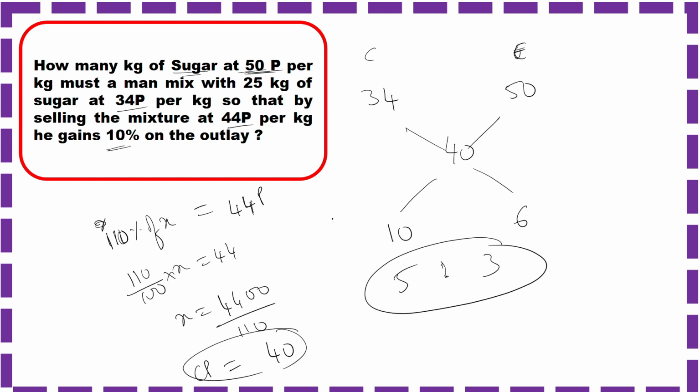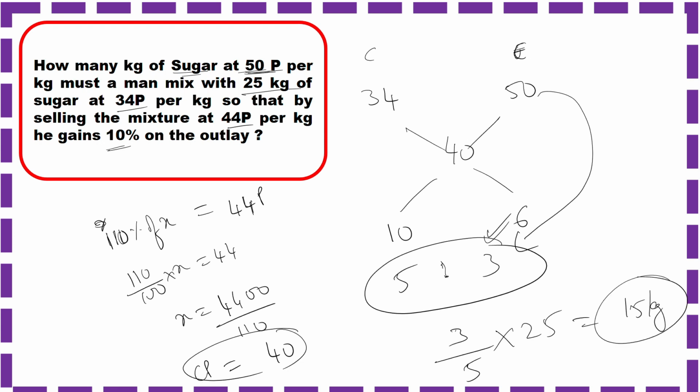So how many kgs of sugar at 50 pies per kg? So this is the value of sugar at 50 pies per kg, right? So this must be mixed with 25 per kg. Okay, so 3 by 5 into, this is mixed with 25 per kg, so this will be equal to 15 kg. So 15 kg of sugar at 50 pies must be mixed.